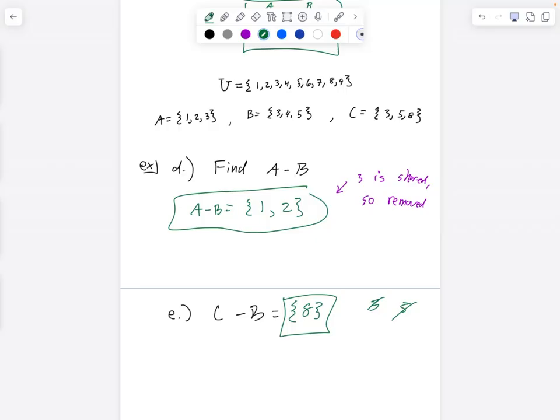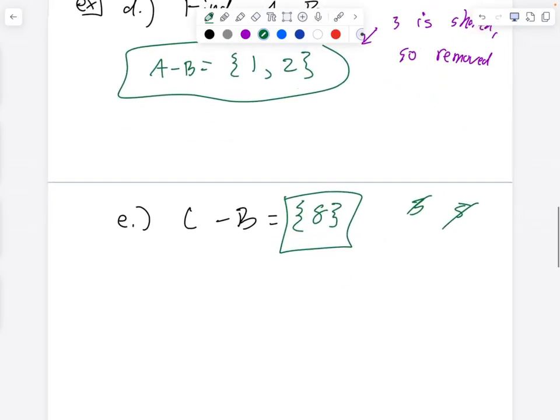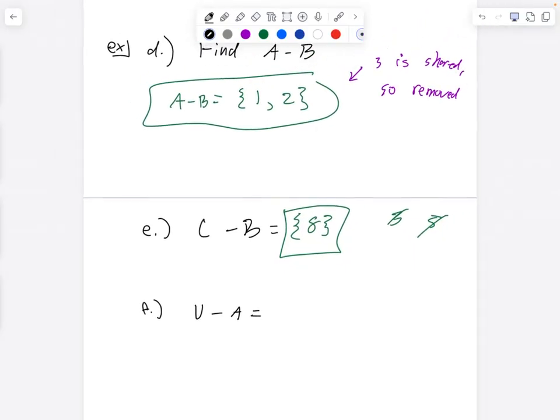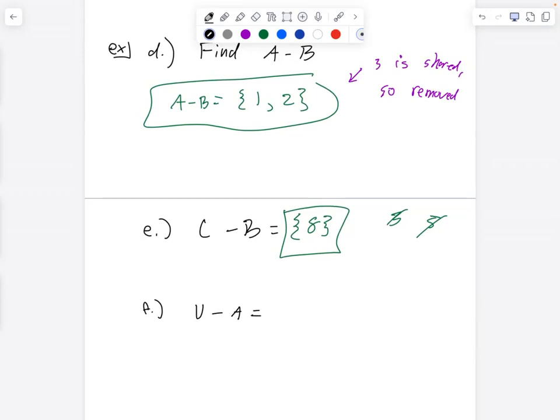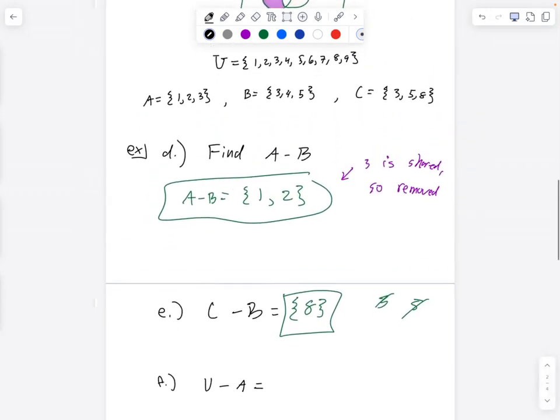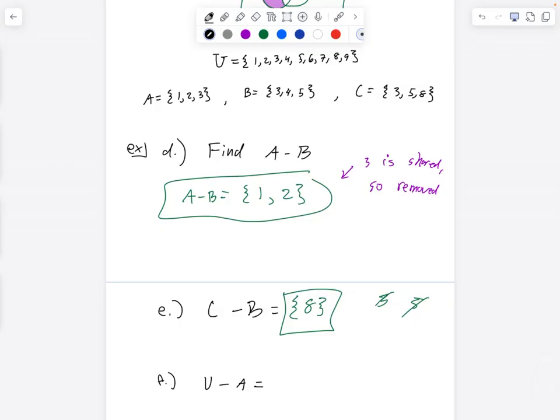Now, I'm ending this lesson with the following. You found this before. What is this also known as? Can anybody recognize what U minus A is also the same as? The elements that are in the universal, removing A. The elements that are not in A. This is the same thing as the complement of A. So U minus A is another way of saying the complement.